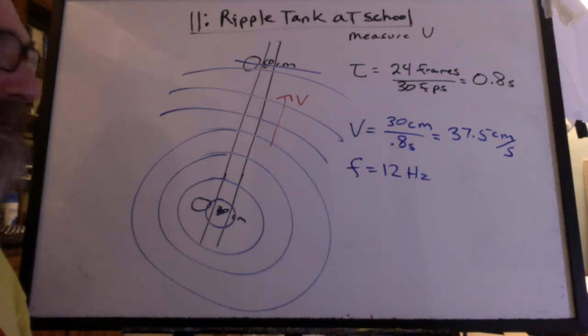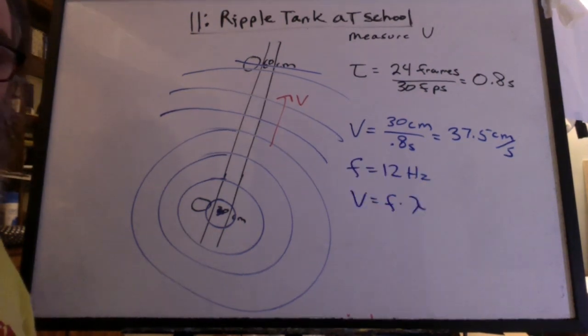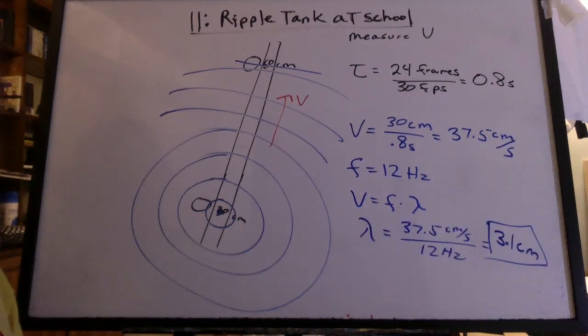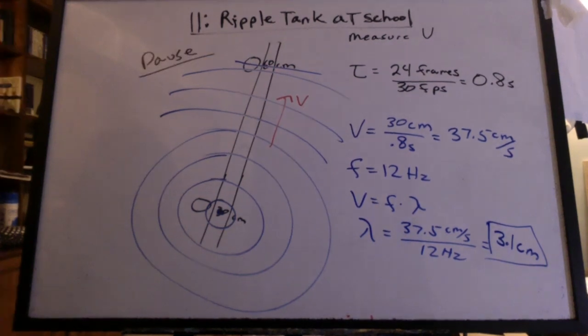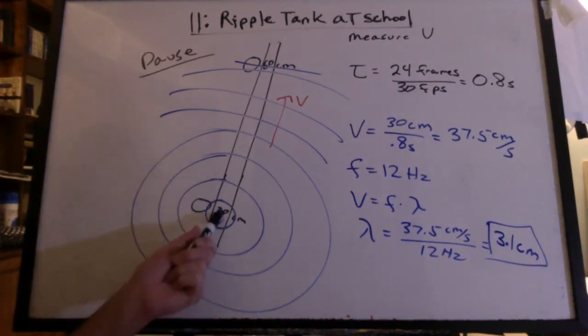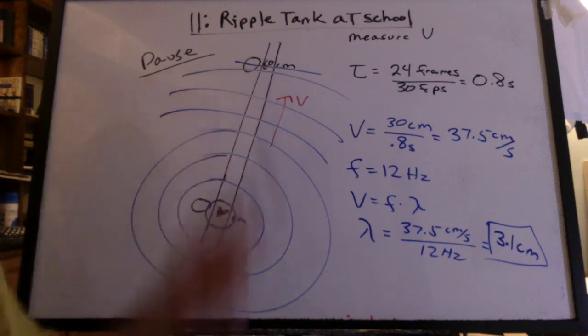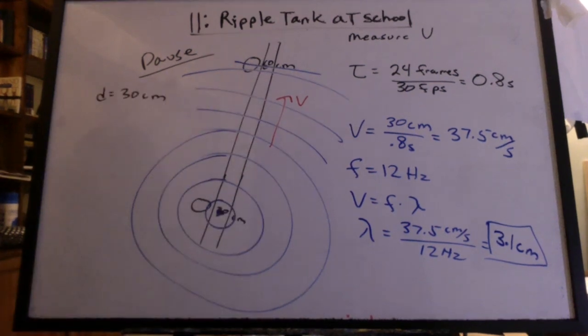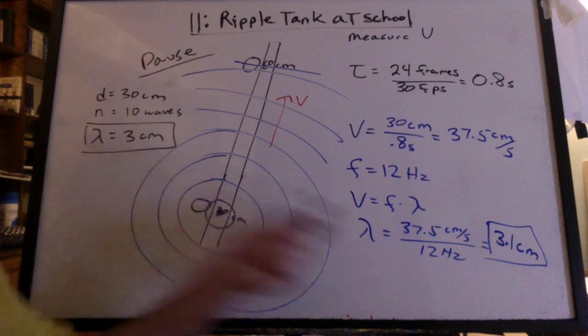We could read the frequency on the machine as 12 hertz. We can now calculate the wavelength. That gives us 3.1 centimeters. How can we check this? Pause the video and then count the number of waves over 30 centimeters. I have a distance of 30 centimeters. I counted 10 waves. I get a wavelength of 3 centimeters. Not bad, pretty close.